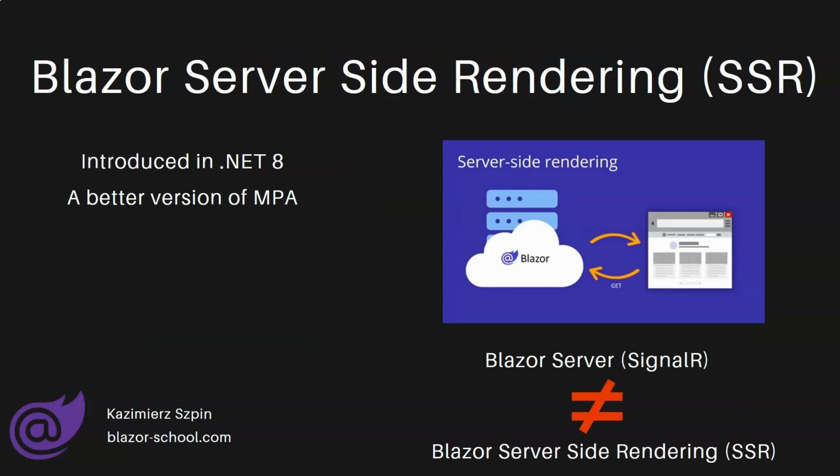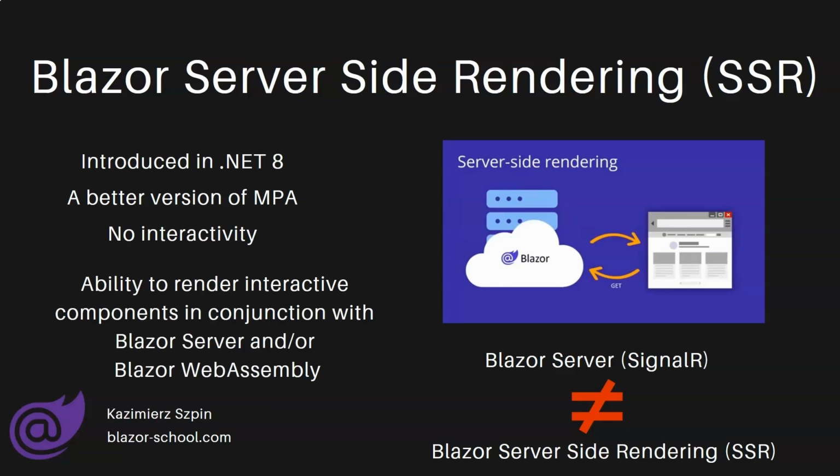Blazor server-side rendering has only one drawback: it lacks interactivity. This means that if we want to handle, for example, button clicks, apart from some exceptions, we need to use components rendered with Blazor Server or Blazor WebAssembly. And here you can see that we can combine all of this, and I will summarize everything for you in the next lesson. That's all for today.